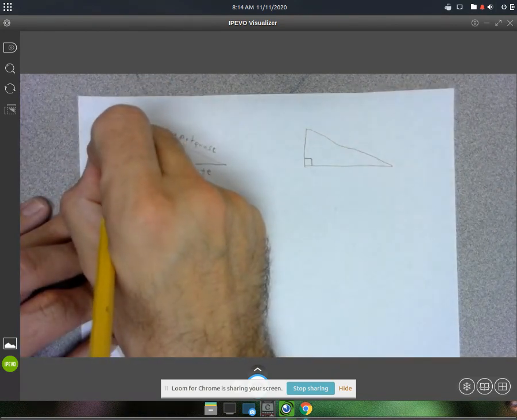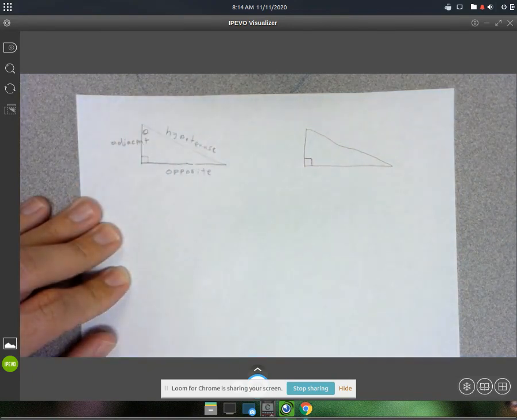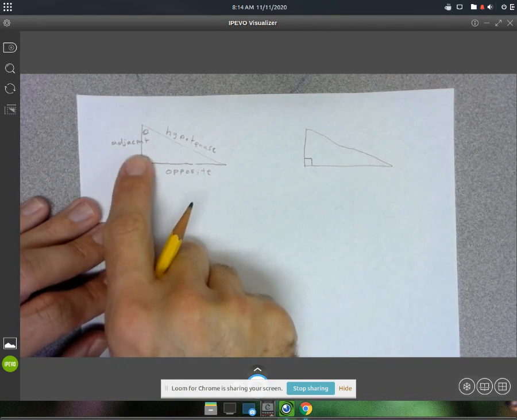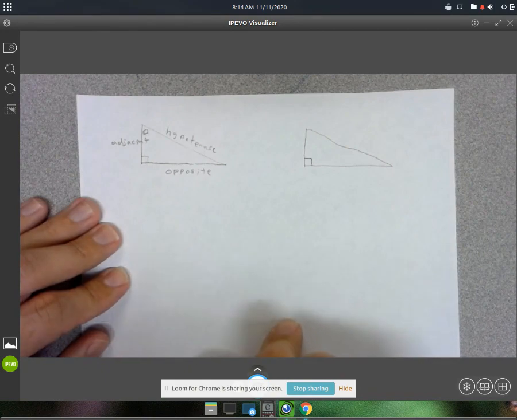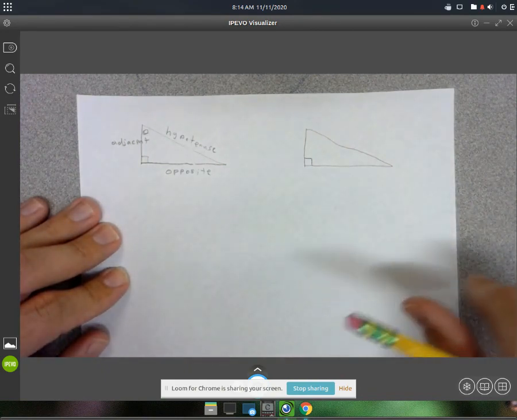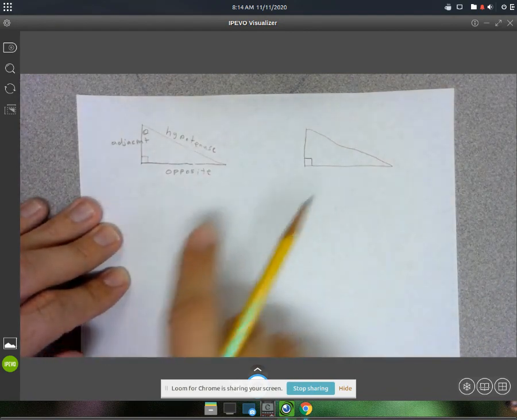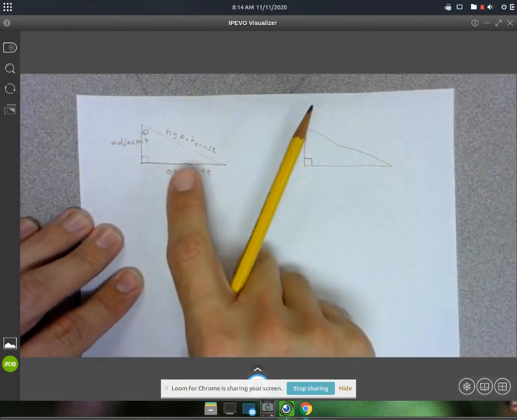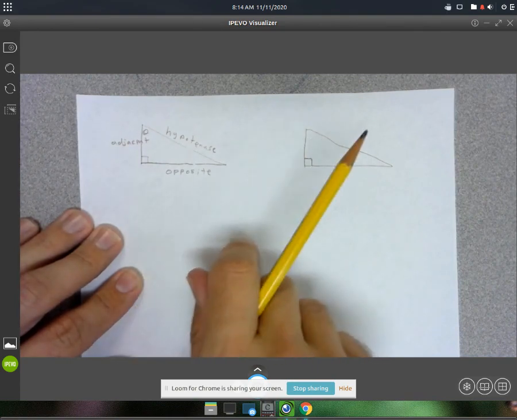Adjacent means right next to or connected to. Like my room here in this classroom, it is adjacent to Miss Hudson's room, or it would be adjacent to the esports room, right next to it. And that's kind of the definitions. We're going to use these definitions to talk about sine, cosine, and tangent.